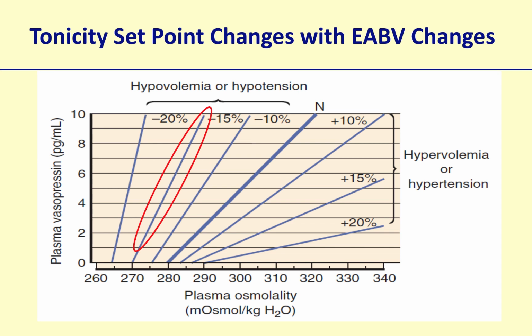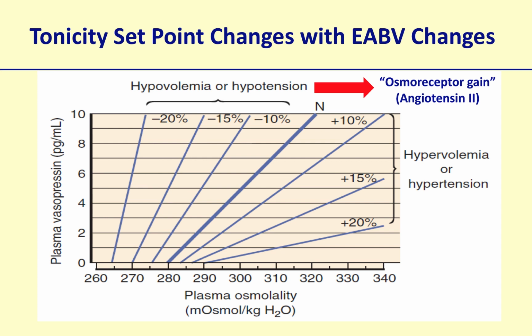Okay? And some people hypothesize that the reason for this is that when you are hypovolemic, your RAS system is activated, so you have angiotensin II, and angiotensin II is going to sensitize the neurons, the ADH-producing neurons, to produce ADH, even if the osmolarity is not more than 280. And that phenomenon is called osmoreceptor gain, and is mediated by angiotensin II.